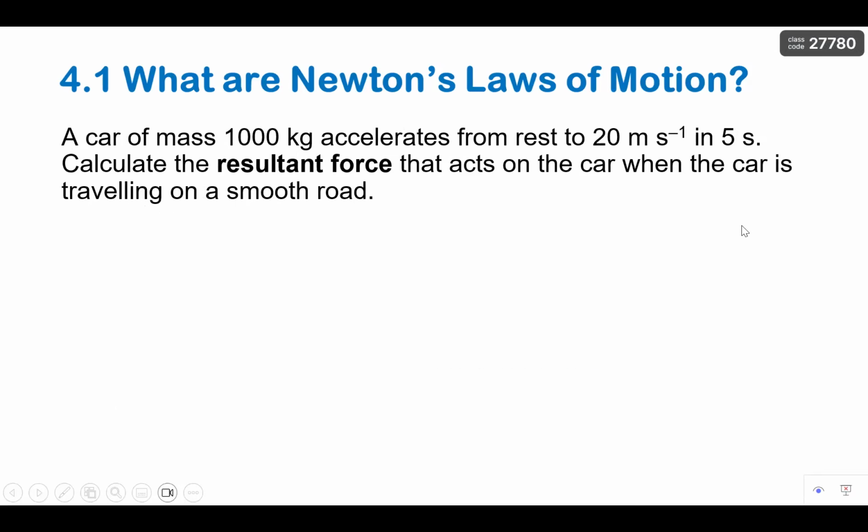Next, so now the same car of 1000 kg, now it doesn't move with a constant velocity. It has an acceleration.